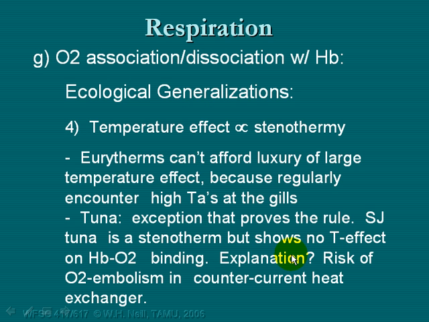Tunas, you'd think, would be the perfect case for a fish to use a temperature effect to enhance its own capacity to supply very active tissues, because tunas are warm-bodied. And so wouldn't it be nice if, you know, the blood, when it reached the tissues and warmed up, were able to release the oxygen, because the increase in temperature lowered the capacity of the hemoglobin for oxygen.